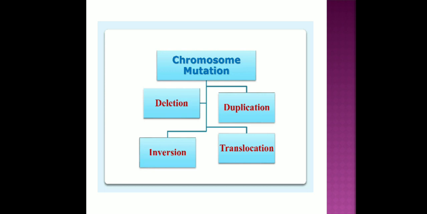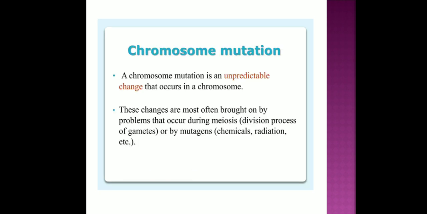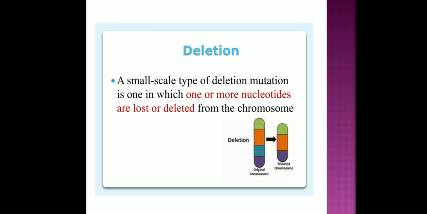The chromosomes contain many genes. The changes in the structure of the chromosomes bring about changes in the number and arrangement of the genes. These are of four types, namely deletions, duplications, inversions, and translocations. First we are going to learn deletion.